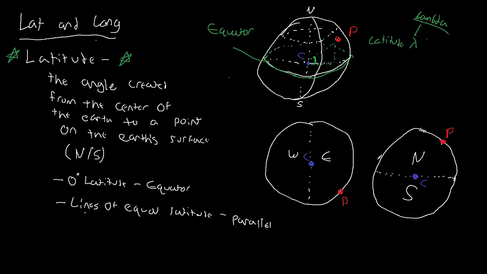And you can see that we're north of the equator. So just to recap, this angle, caused by this triangle, this angle right here, this is lambda, or what we call latitude. Again, just to reiterate, it's the angle created when you go north or south from the equator. So it's the angle from the center of the Earth to a point on the Earth's surface, north or south of the equator. Okay?